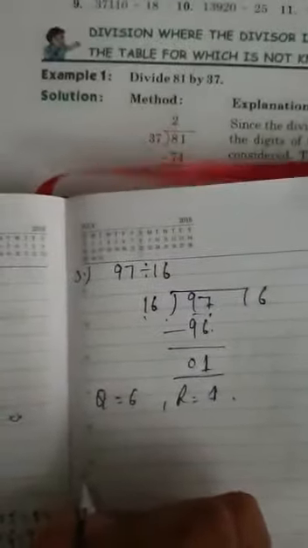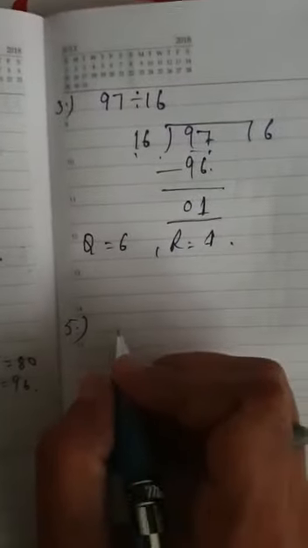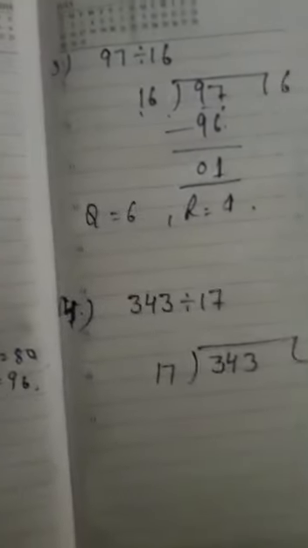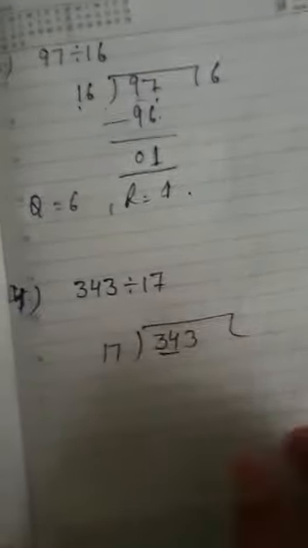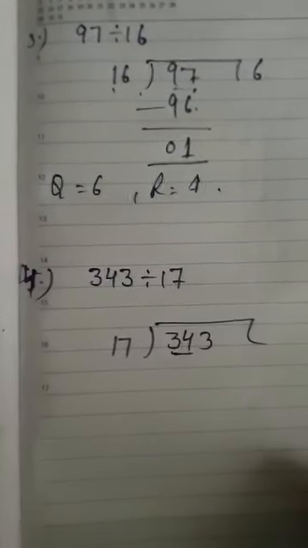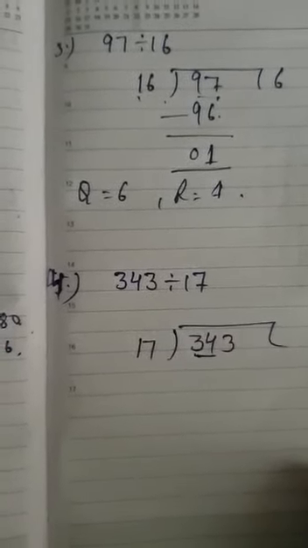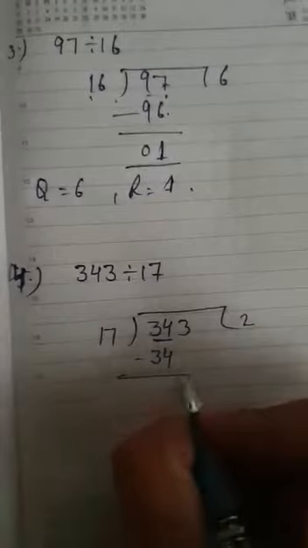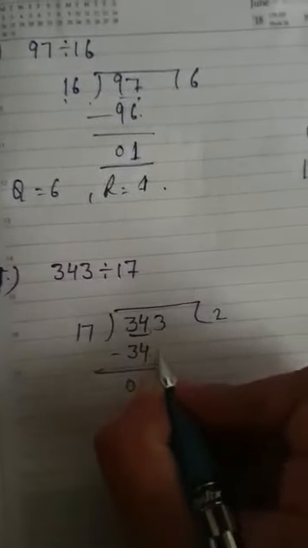Now students, we will do our next sum, the fourth: 343 divided by 17. Now students, check. It is clear that you cannot take only 3, you have to go with 34. Check whether 34 comes in the table of 17 or not. 17 1s are 17, 17 2s are 34. 4 minus 4, 0, 3 minus 3, 0.